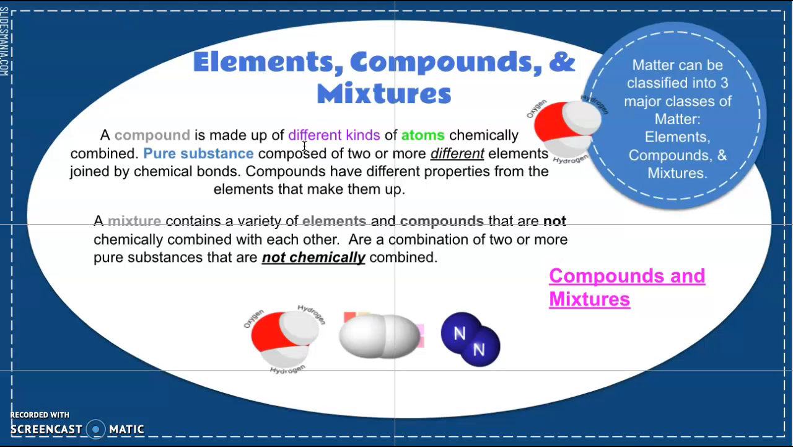And then we move on to mixtures. A mixture contains a variety of elements and compounds that are not chemically combined. That's important to remember, that they are not chemically combined with each other. Mixtures are a combination of 2 or more pure substances that are not chemically combined. So mixtures are a little more messy. It's when they contain more stuff, more ingredients, but they are not chemically combined.